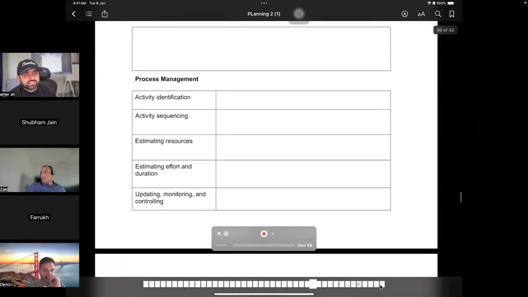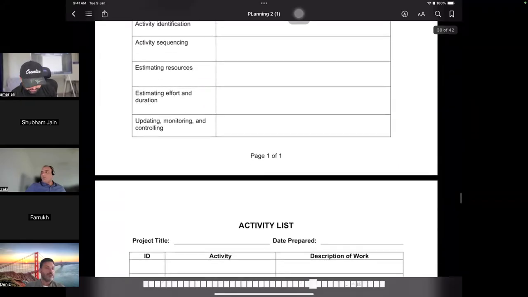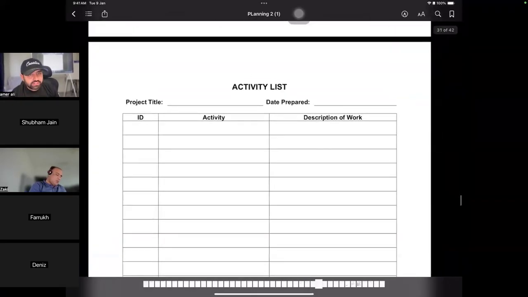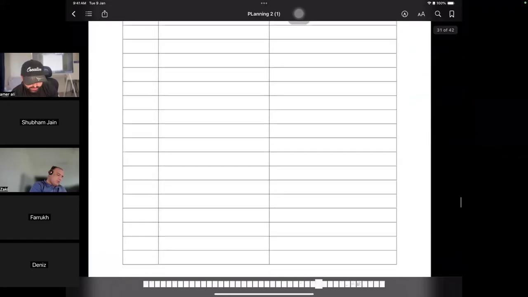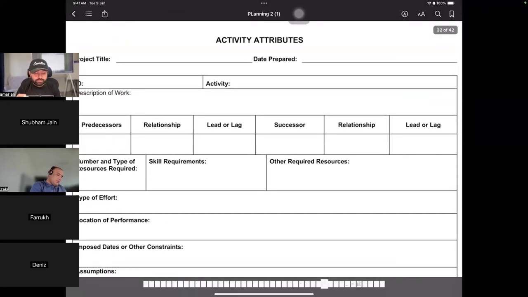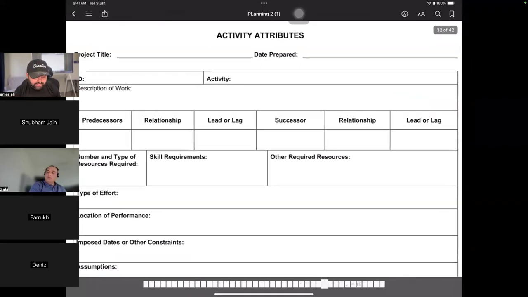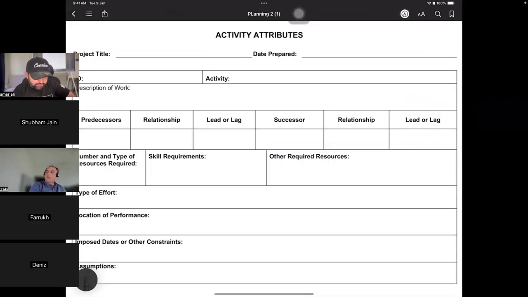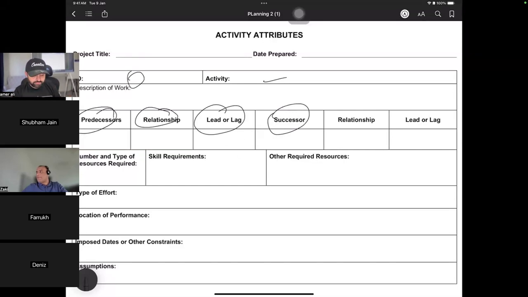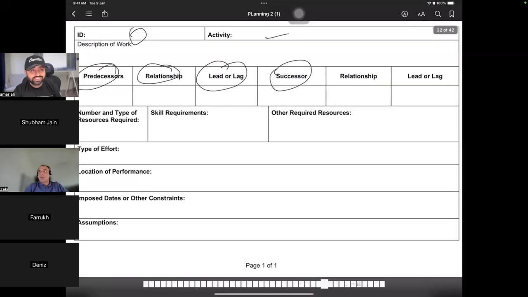So we have activity identification, how we estimate that, and their duration. This is the activity list, a list of activities with their descriptions. Then activity attributes, just like the WBS, will have every single detail. Just look at this. What is the activity ID? What is the predecessor, which thing comes before it? What is the relationship with the predecessor? What is the successor, what comes after it? What are the leads and lags between them? What are the skills required, effort required, constraints, assumptions, such detailed-level information.